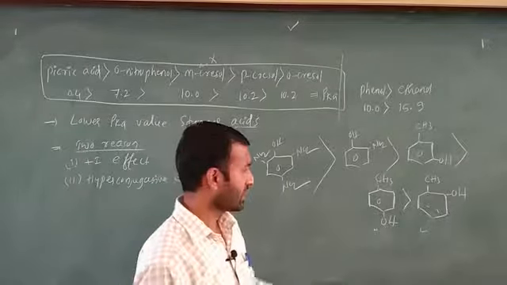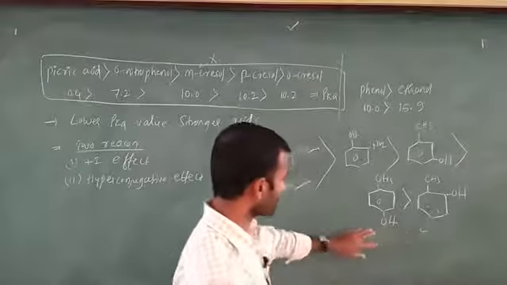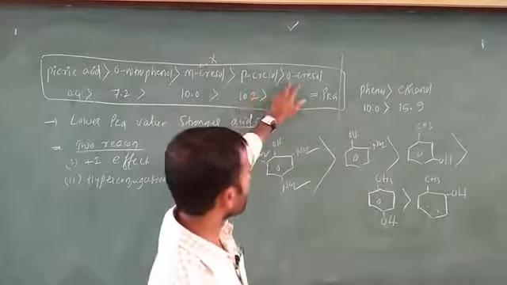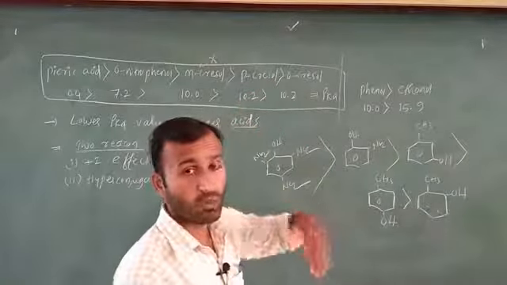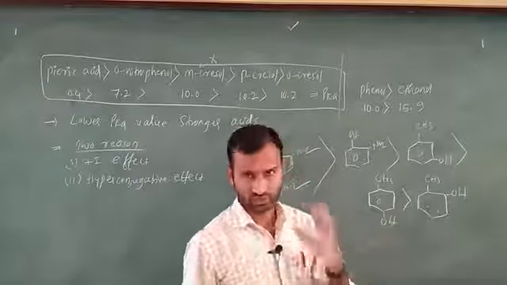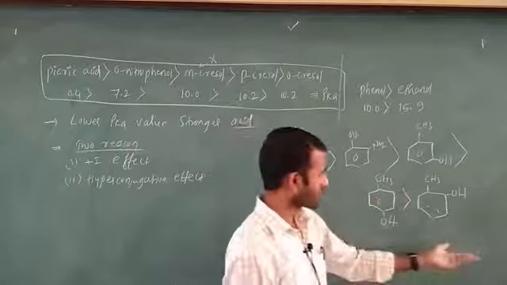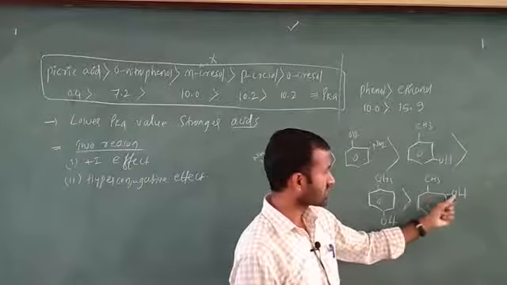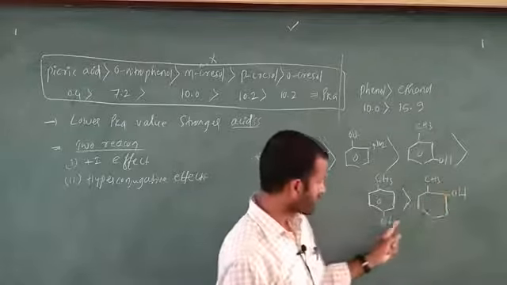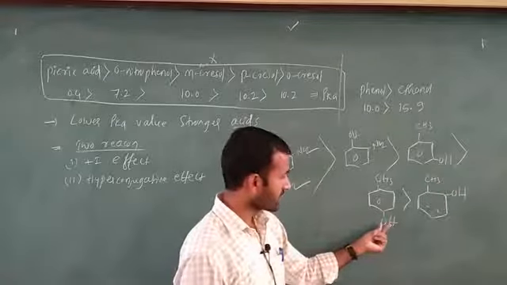Not possible. That's why. Next, some of you are thinking the value is the same, 10.2 here and 10.2 here. Why is paracresol more acidic than orthocresol? Very simple, due to steric hindrance. The important point: in orthocresol this OH group is near to CH3. These two are very near, but in paracresol these two are away from each other.